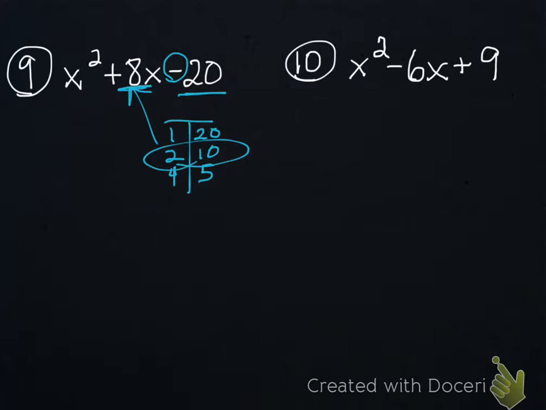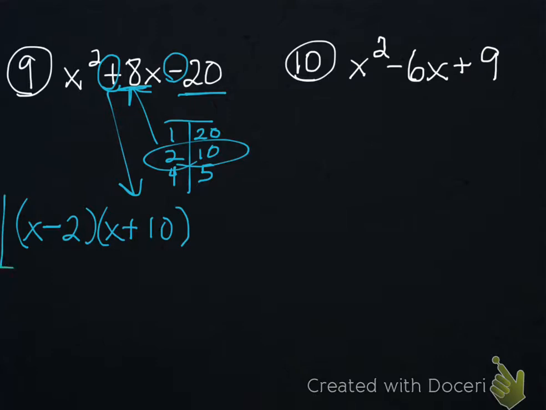Now we write the binomials. X is in front, numbers at the end. 2 and 10. Remember, the big number gets the same sign as the middle. So the 10 is positive. The 2 is going to be an opposite. Because the 20 is negative, the 2 has to be negative. So my answer is x minus 2, x plus 10. That is the factored form of the quadratic.